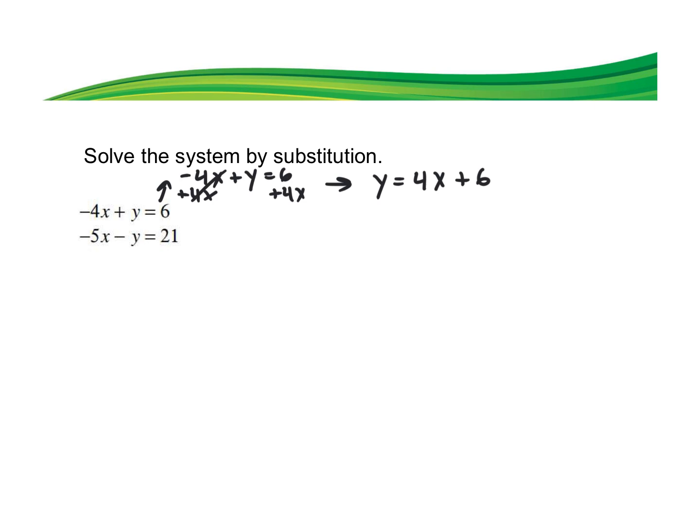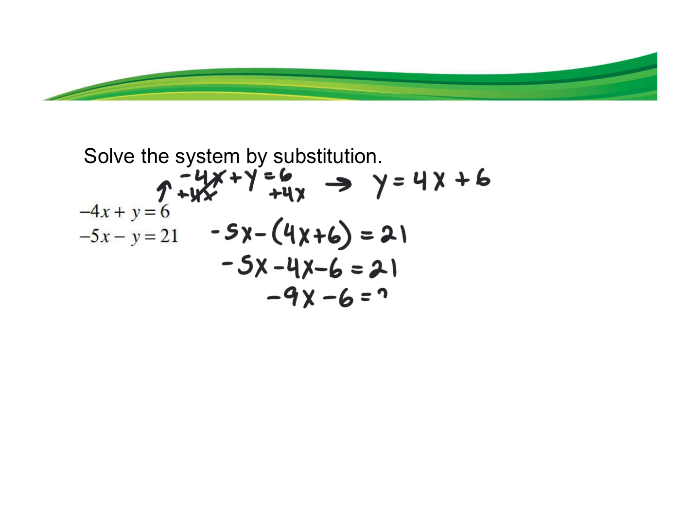Now I am able to plug that y into the other equation. So I would get negative 5x minus, remember that minus needs to be distributed to the whole y, not just the first term, so we're going to put parentheses, (4x plus 6) is equal to 21. Then I get negative 5x minus 4x minus 6 is equal to 21. So I get negative 9x minus 6 is equal to 21.